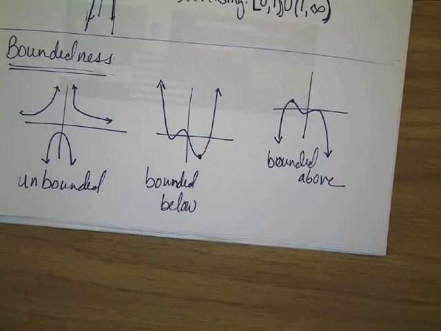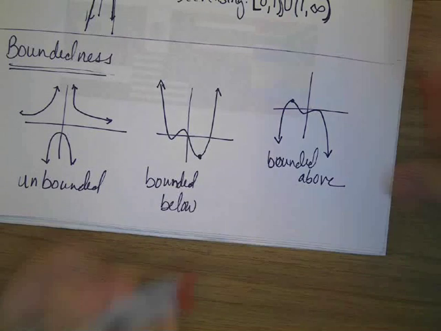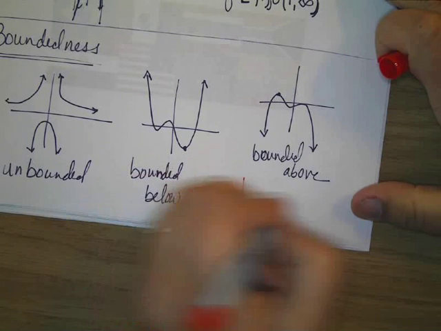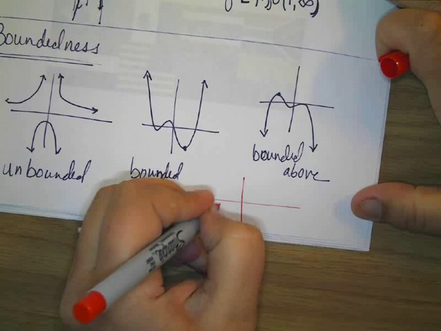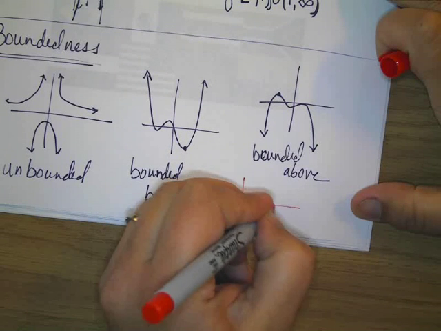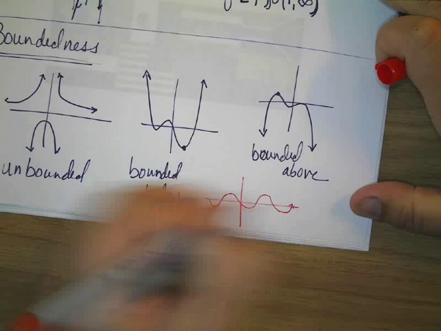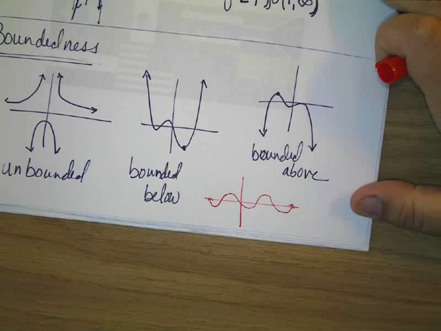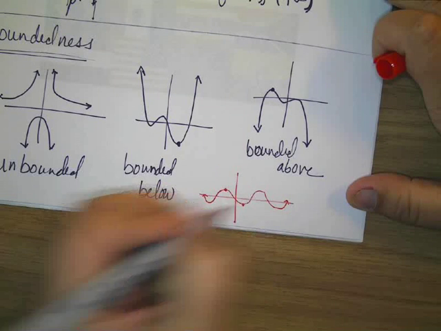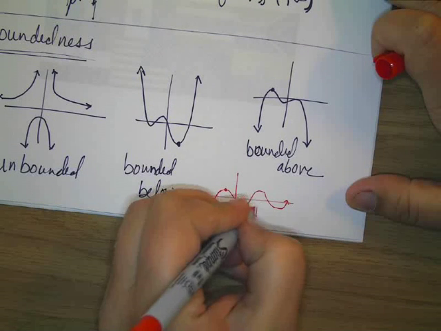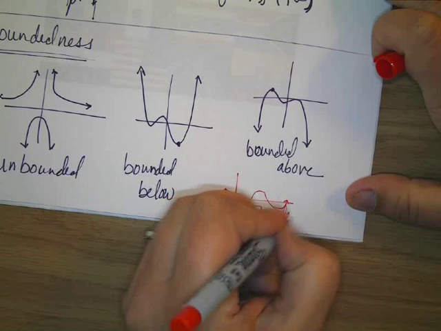And there's one more. I'm going to wedge it in right here. We'll actually talk about sine waves, cosine waves and all those. These go forever, but they keep oscillating. Is there an absolute high spot? Yeah. And an absolute low spot? Yeah. So we say that that is bounded.